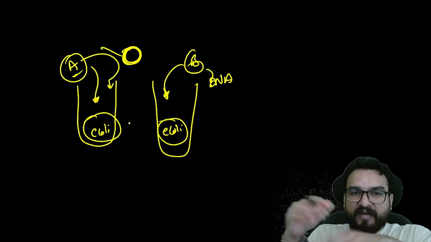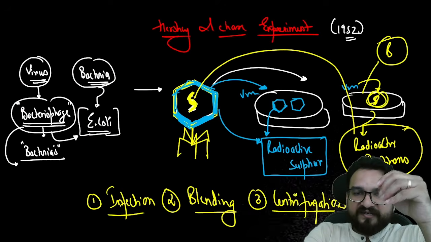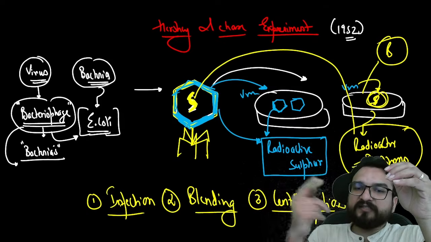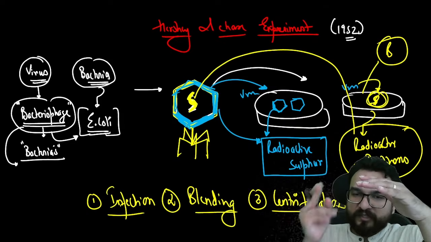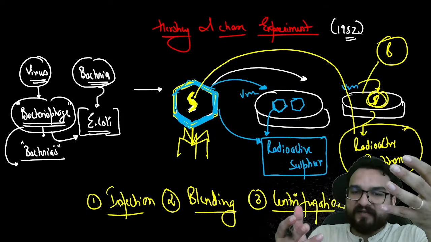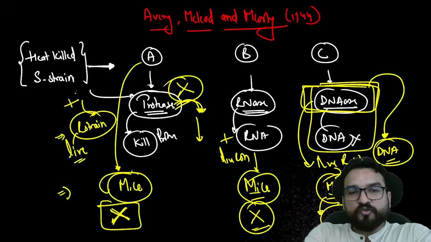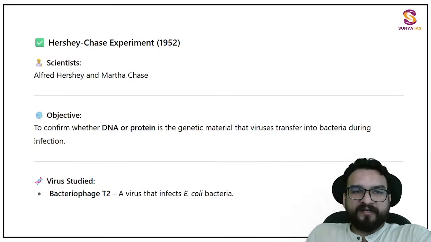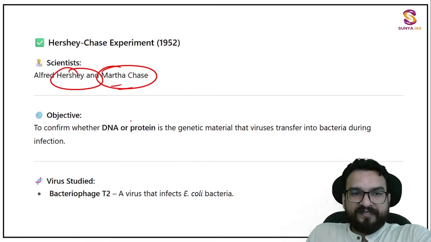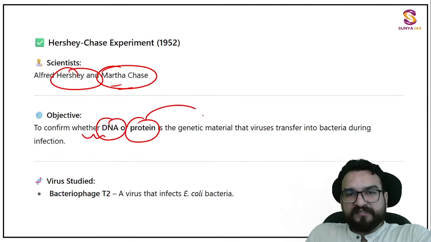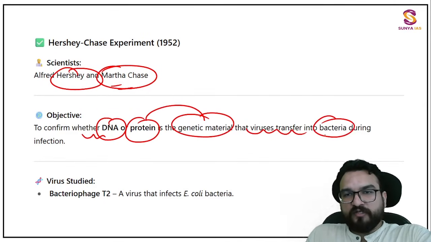And when they infect over here, then blending will happen amongst these. Alright, and centrifugation means they will be rotating this with the help of some instrument. What will happen by that? You will find that the two layers will be separated over here. Let me show you. See this particular over here. Alfred Hershey and Martha Chase, right? To confirm whether DNA or protein is the genetic material that viruses transfer into bacteria.